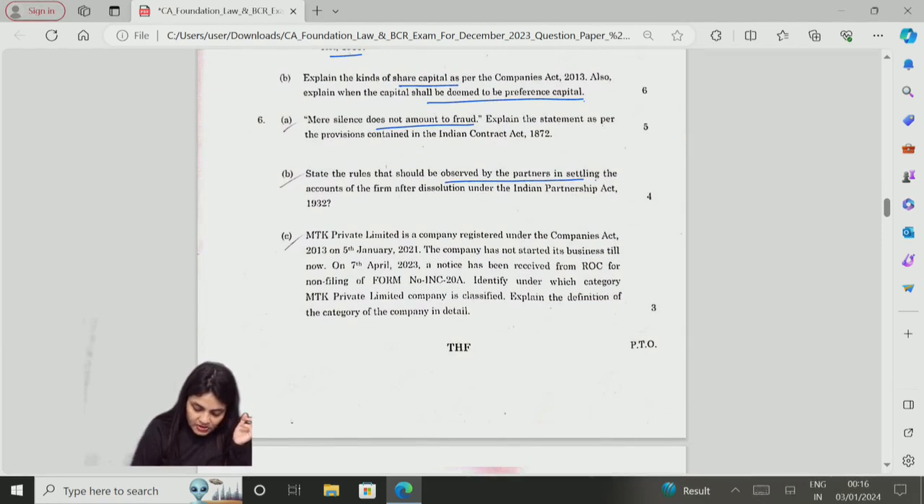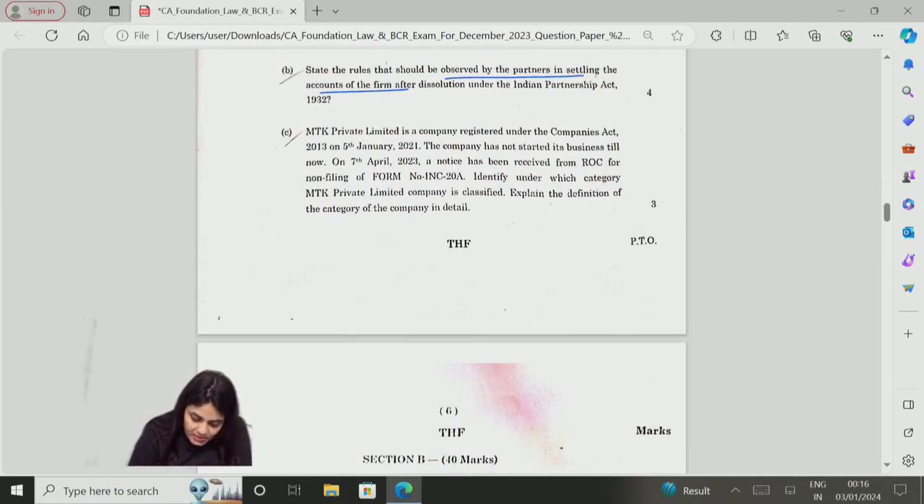State the rules that should be observed by the partners in settling the accounts of the firm after dissolution. So the order of payment is that we will first pay the outside liabilities, and after that we will pay the partners' advance and partners' capital, and then if there is any surplus, it will be distributed. In case of deficit, that is if the firm's assets are not sufficient to pay up the partners' capital, then it's a deficit. And in case of deficit, the partners will contribute to the deficits in their profit sharing ratio. If a partner has both personal as well as partnership debt, his personal property will be first used to pay his personal debts and then his partnership debts.